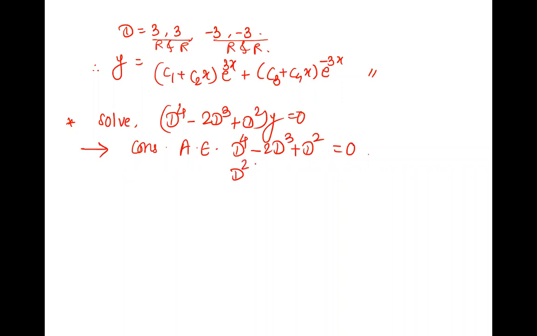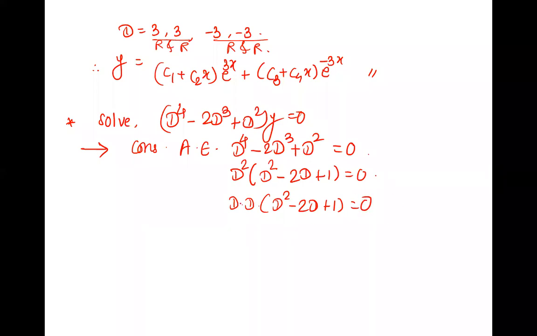D square. Take it out. So d square into d square minus 2d plus 1 is equal to 0. So d square is nothing but d into d, into this as it is, d square minus 2d plus 1 is 0. Now this everything is equal to 0, that are in multiplication. D is 0, d is 0, and d square minus 2d plus 1 is 0. So d is 0, 0, and solve this now.